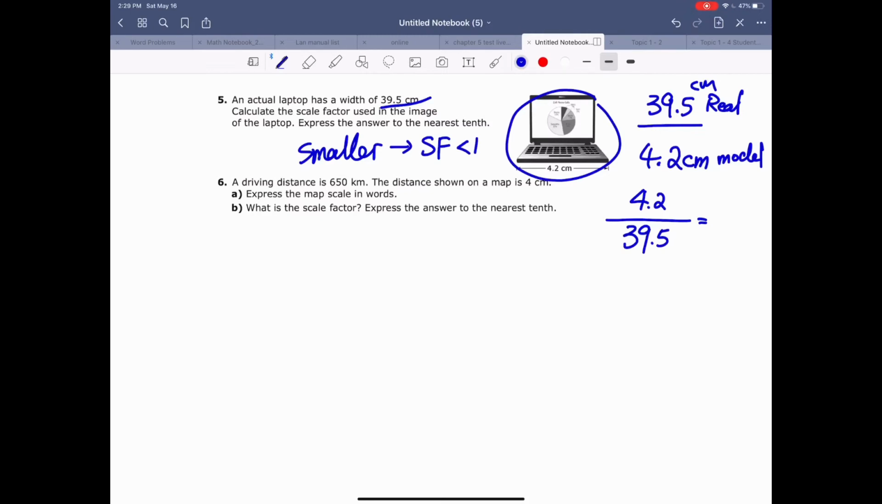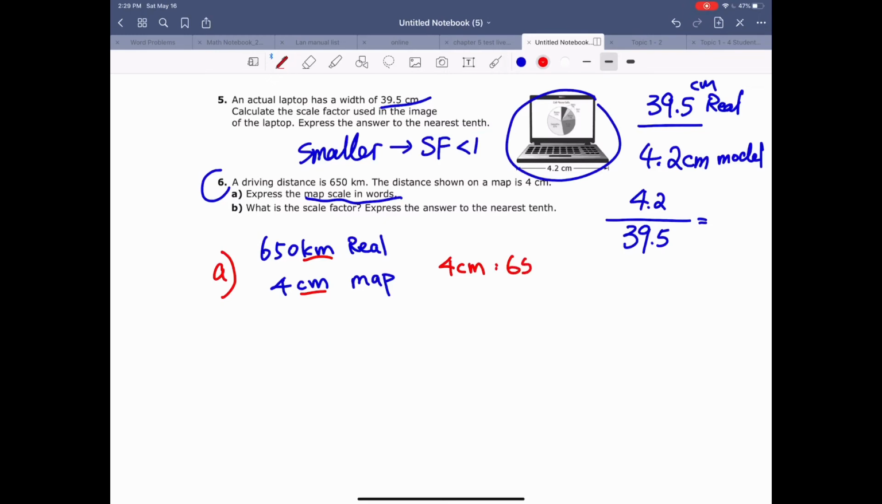So this one here, a driving distance is that much, so that's the real. The distance shown on the map is 4 centimeters. Express the map scale in words. So basically explain it. If you want to keep centimeters and kilometers, for question A here, you can say 4 centimeters will represent 650 kilometers.